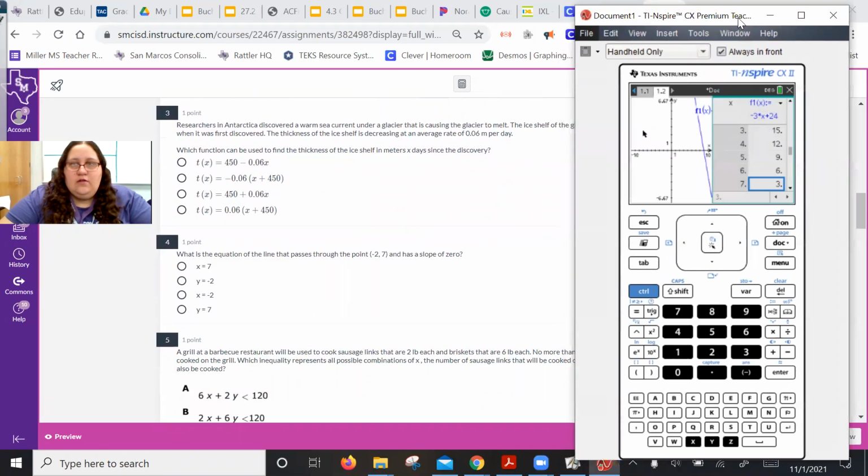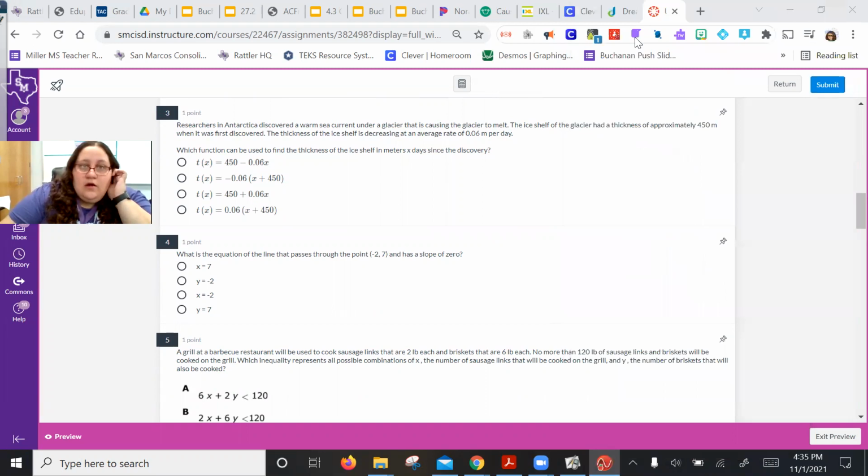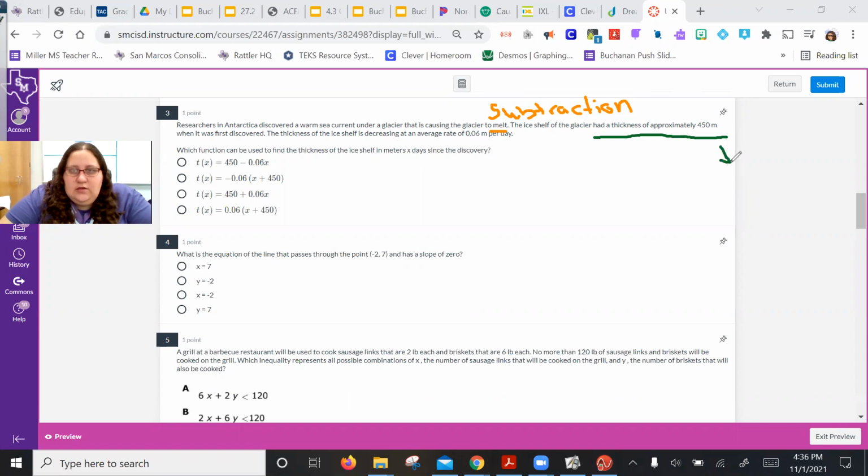Okay, I'm going to move the calculator away for now. The next one says, researchers in Antarctica discovered a warm sea current under the glacier that causes the glacier to melt. Melt is decreasing, so that's going to become subtraction. It's really hard to write with the mouse, but that means subtraction. The ice shelf of the glacier has a thickness of approximately 450 meters. So this is our B. Our B is our starting value.